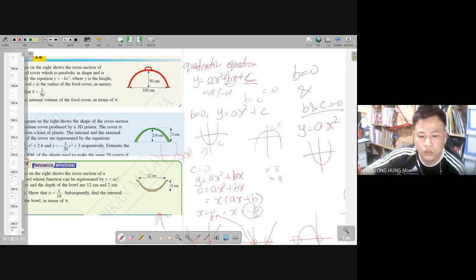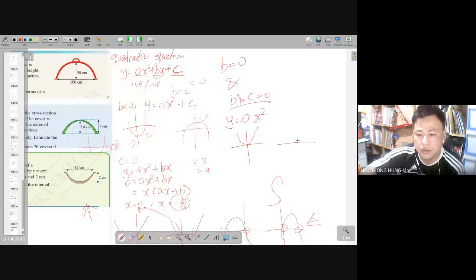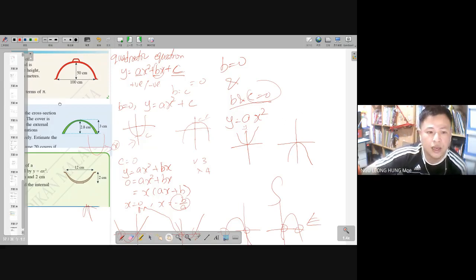Oh, no. y will be like this, touching at the origin point. Or if a is negative, it will be like this. You see, the intercept at the y-axis is equal to 0. That's why c equal to 0. Okay, understand? So we come back to this question.